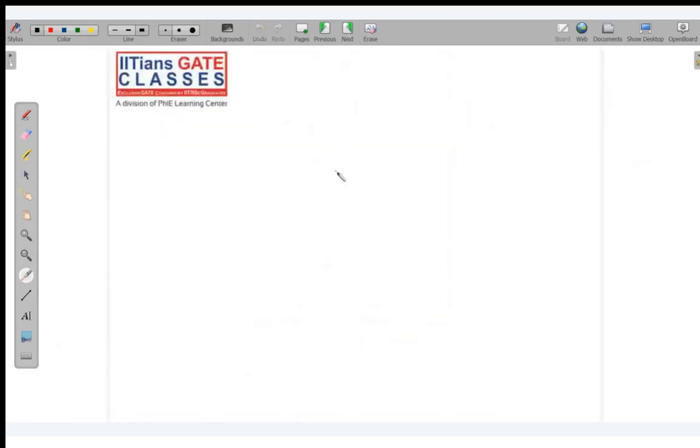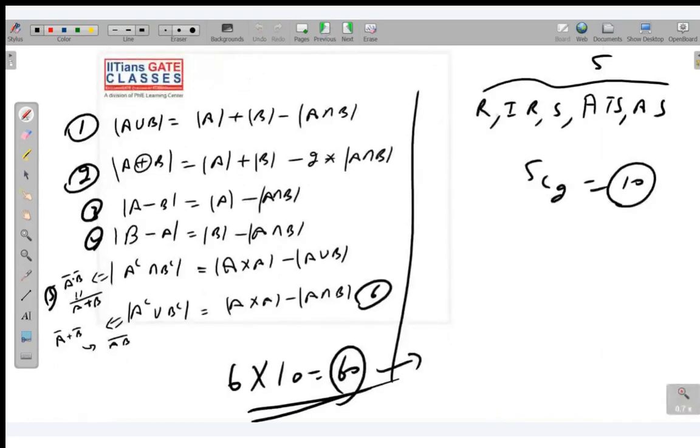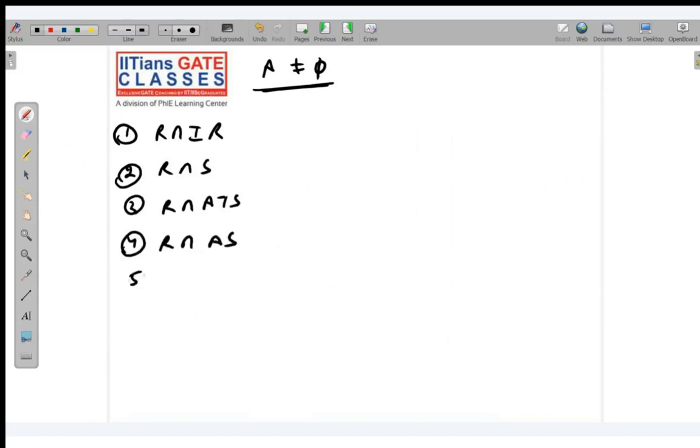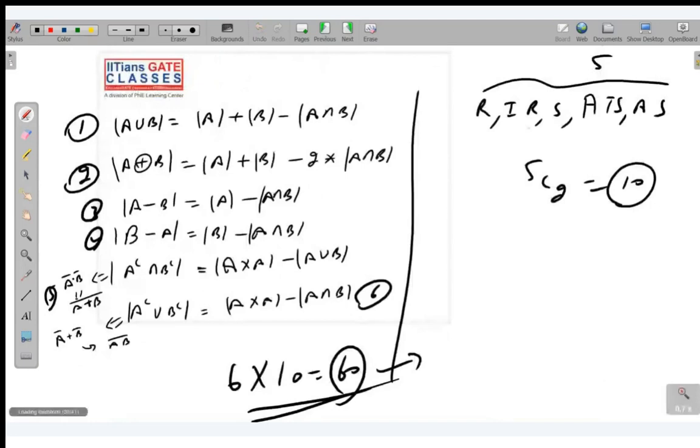So now we will solve only 10 questions. So what are the 10 questions? And by the way, we will assume A is not equal to empty set. Generally, the set is not empty. The parent set is not empty. So that's why we will say A is not equal to empty set. So what will be the 10 questions? Reflexive, we will make pairs with all. Reflexive intersection irreflexive. Second question will be reflexive intersection symmetric. Reflexive intersection antisymmetric. Reflexive intersection asymmetric. 4 pairs are over. Reflexive is done with everybody.